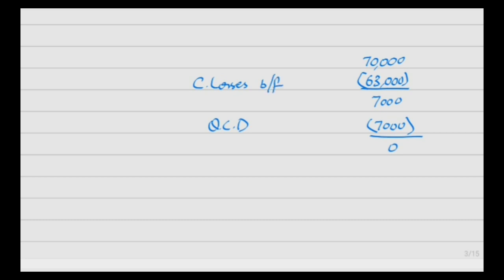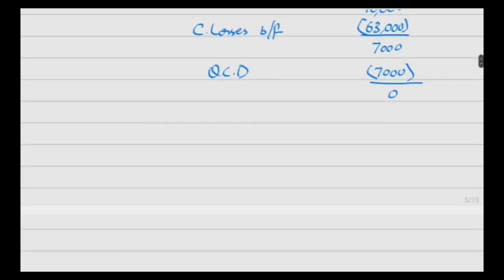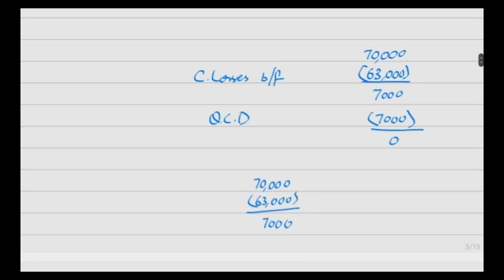अब इसका फ़ायदा क्या होगा? What is the benefit of this? Benefit of this is that out of 70,000 of capital losses brought forward, 63,000 has been utilized, and there are 7,000 losses available to be set off in the future year profit. So this is the situation that we can consider here.